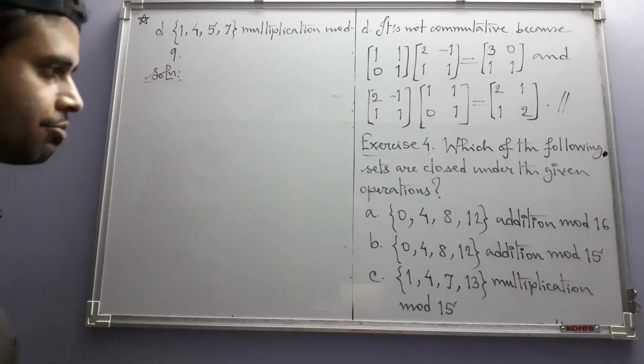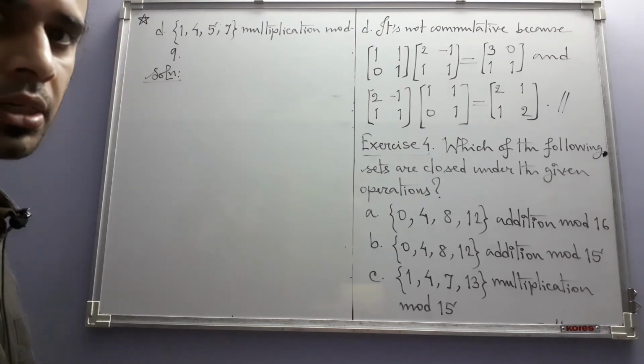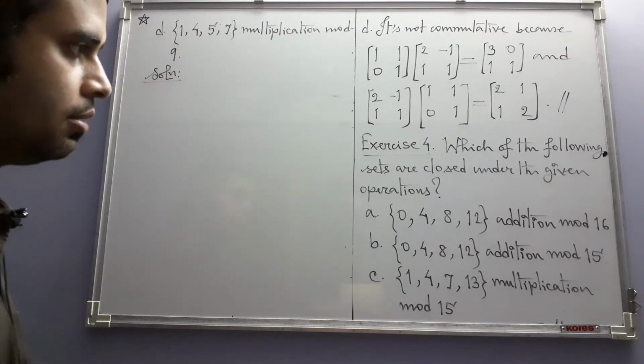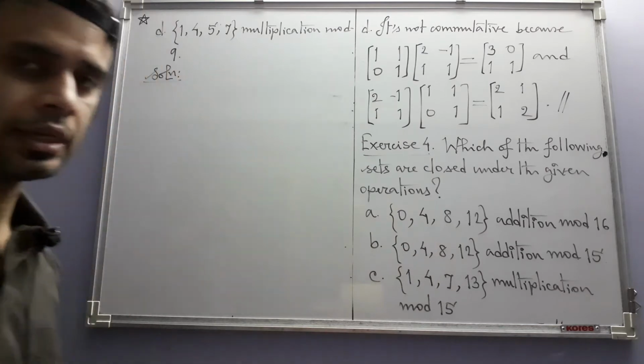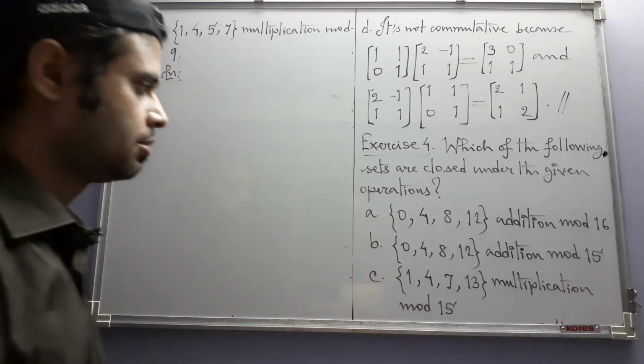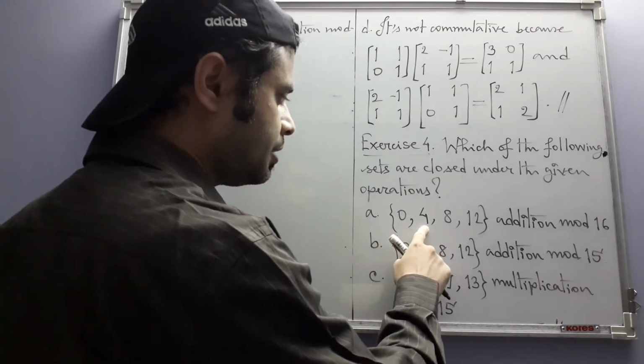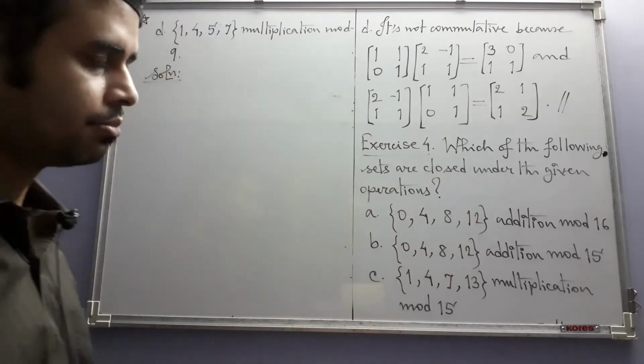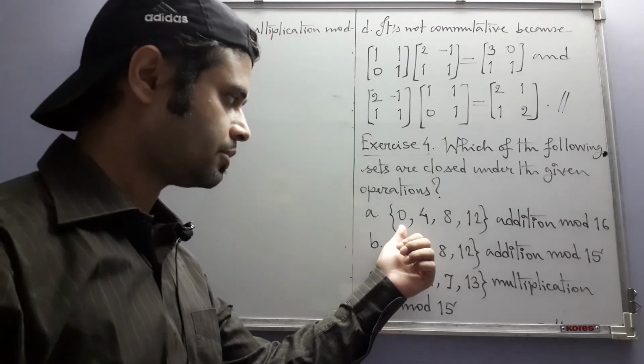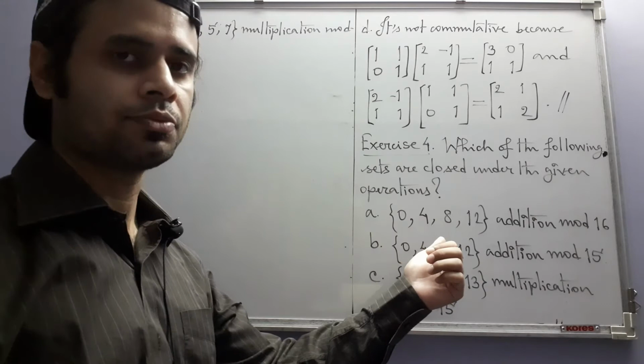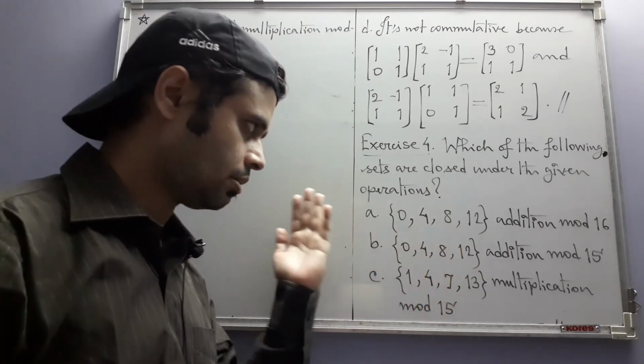Okay, so you just have to perform the operations and see whether the results again belong to this set. If you add anything with 0, you get that thing back. So here, for example, 0 plus 0 is 0, 0 plus 4 is 4.